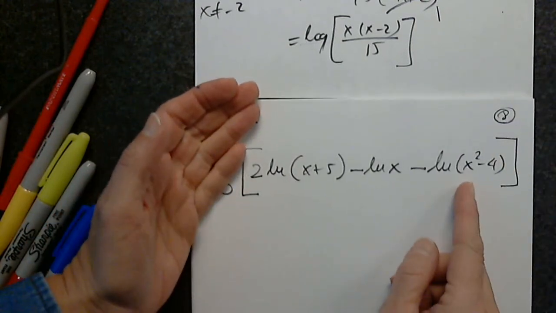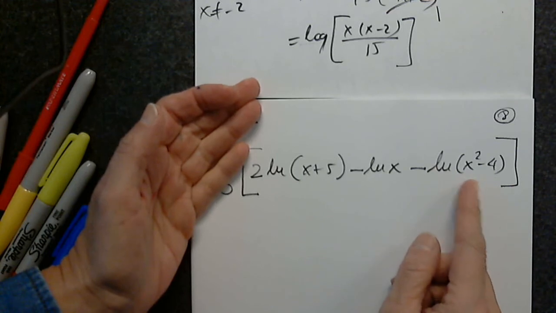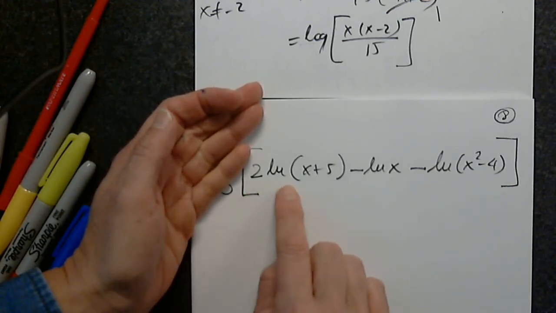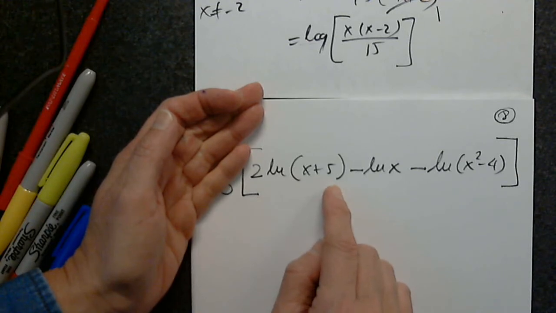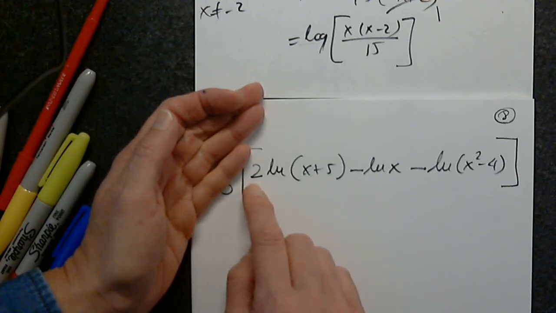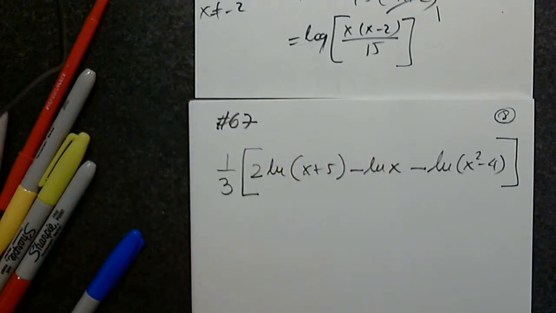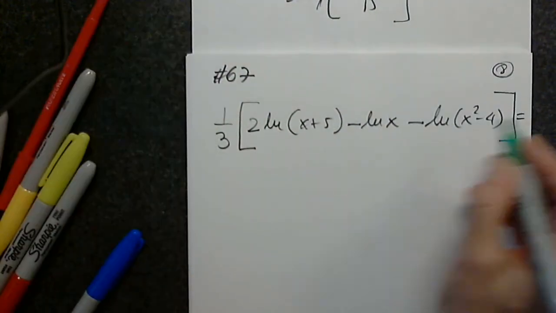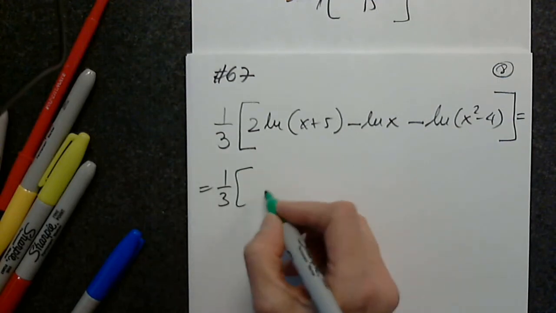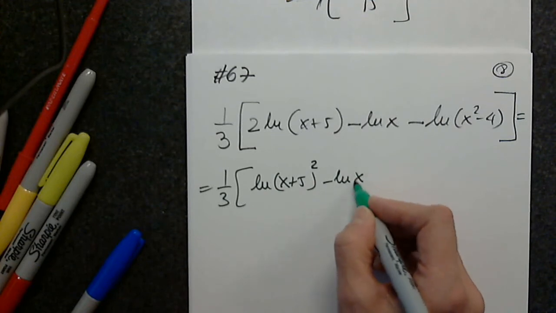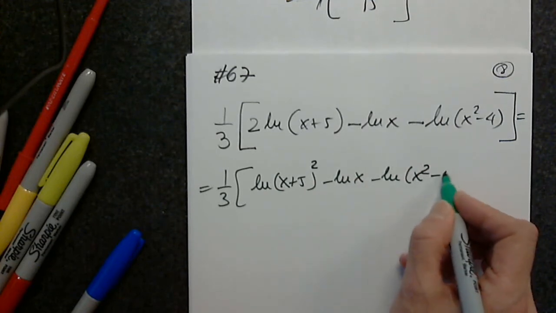Can I do anything to this? The answer is no. Can I do anything to this? The answer is no. Can I do anything to this? I have to. There is a number in front of it. Where does it come from? From the power. So I have to rewrite the whole thing. 1/3 natural log of x plus 5 squared minus natural log x minus natural log x squared minus 4.